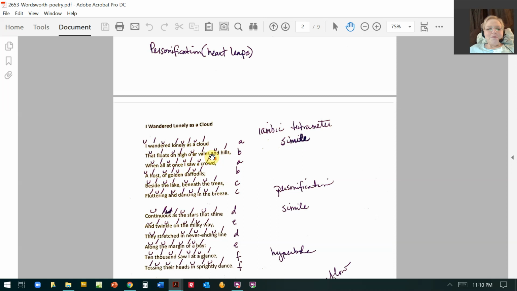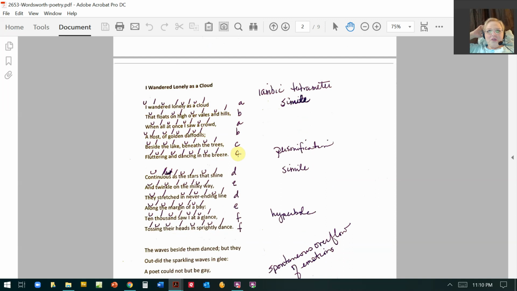So, I Wandered Lonely as a Cloud. This is the one that is really going to connect with this idea about when you're home and you're miserable, open up your memories to a time when you were happy, right? It is an iambic tetrameter. It follows that pattern throughout.